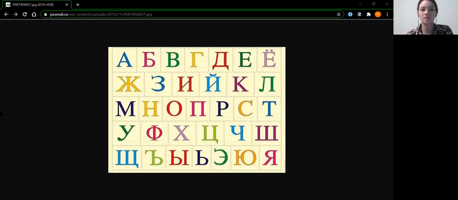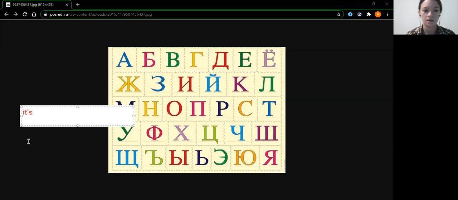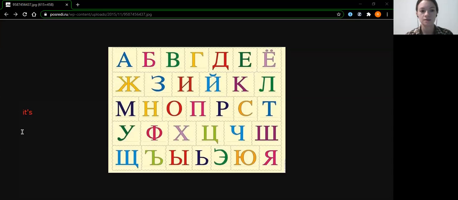Okay, then we have the letter t, t, t. It's very easy to remember. I will write it on the screen here, somewhere here. So you see it. This letter is very similar to this combination. Okay, good. So now we can continue.